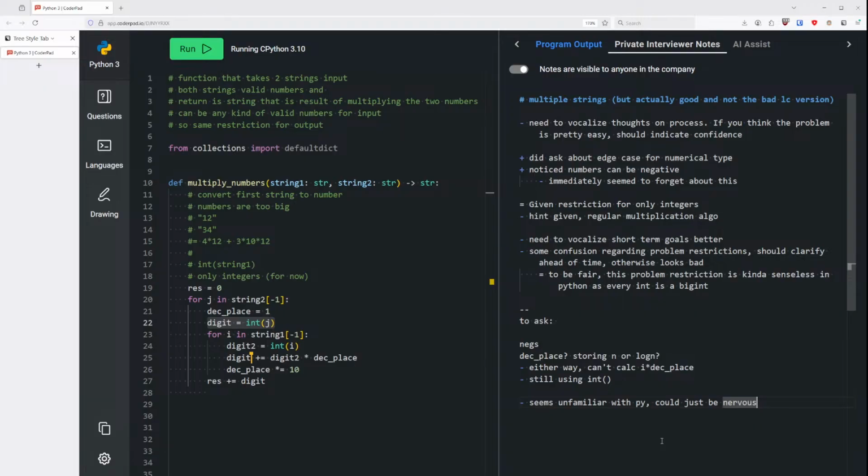And then, wait, why am I doing this? Digit plus equals digit 2. No. Times equals.